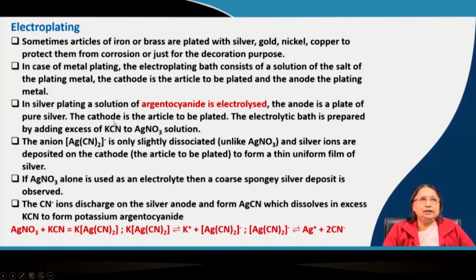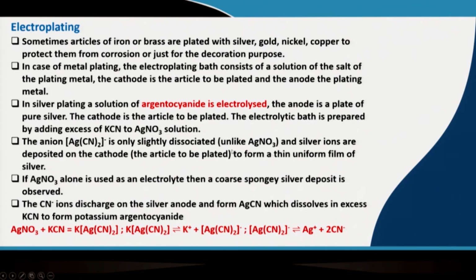The anode is a plate of pure silver, because you want to do silver plating, and the cathode is the article to be plated. The electrolytic bath is prepared by adding excess KCN to AgNO3 solution. So, when you add excess KCN to AgNO3, it will definitely form the argentocyanide. Now, in your electroplating bath you have argentocyanide which will be electrolyzed. As the cathode you use the article which you want to electroplate, and as the anode you will use the silver.